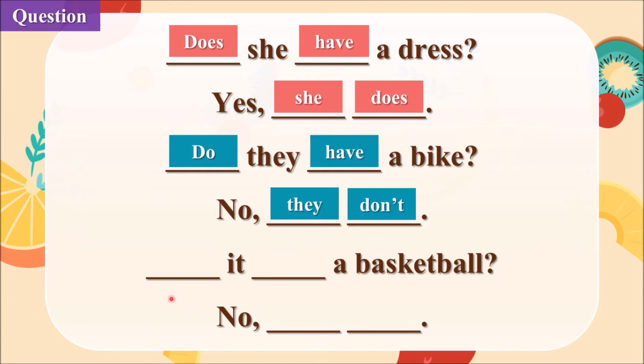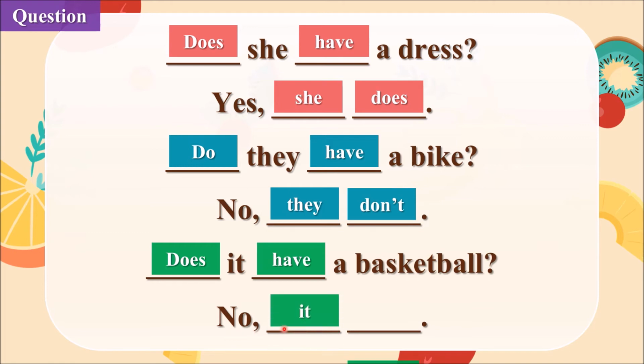And again, we have it over here. The answer is does. Does it have a basketball? Again, the answer is negative. It's no, it doesn't. Does it have a basketball? No, it doesn't. So that was our practice for asking questions with have. Next.